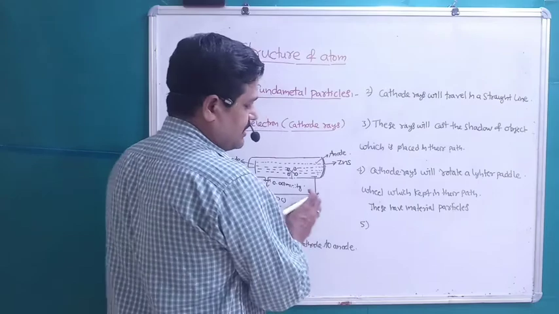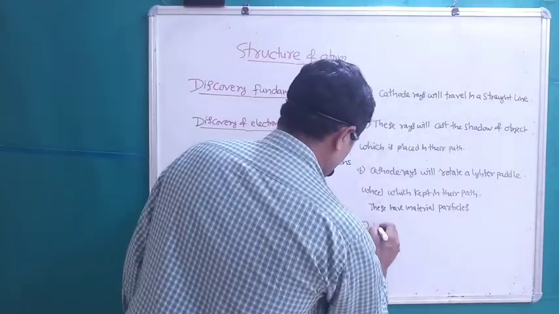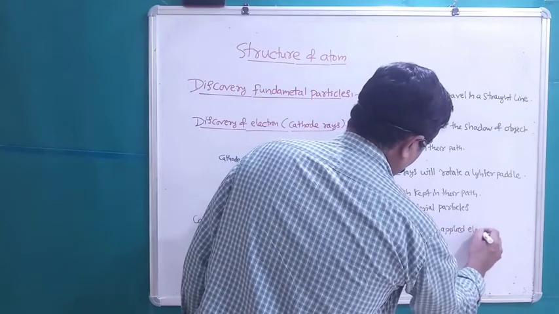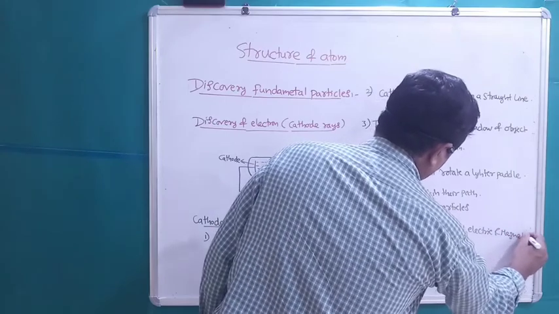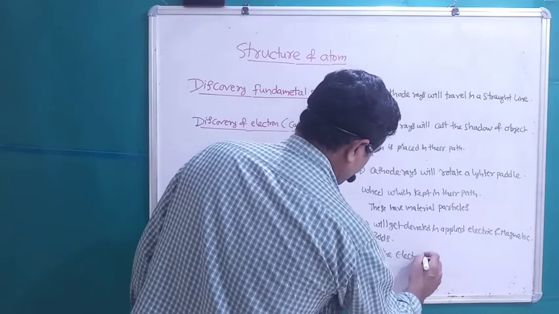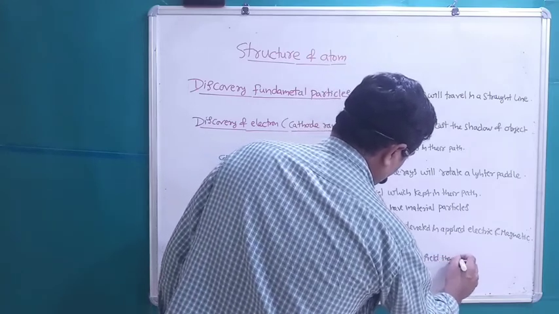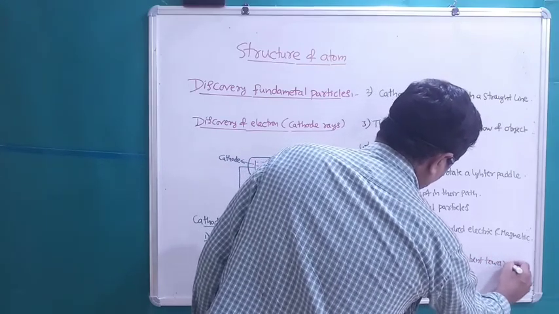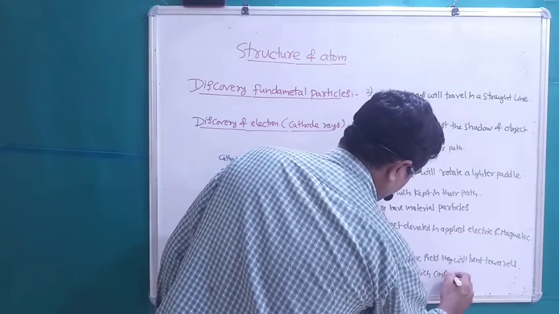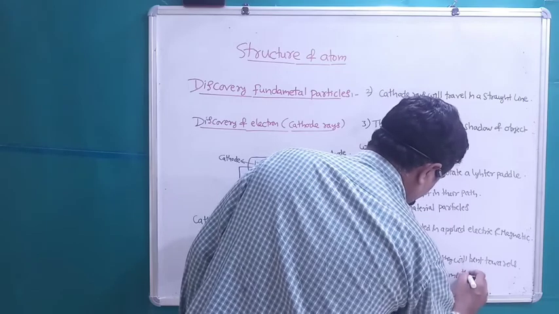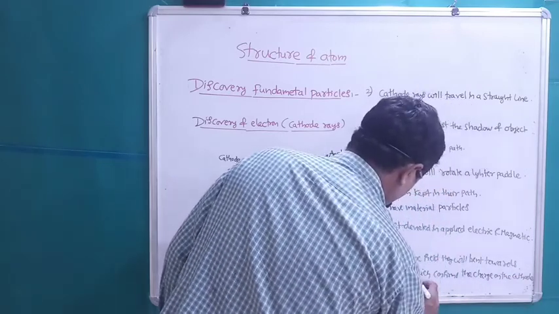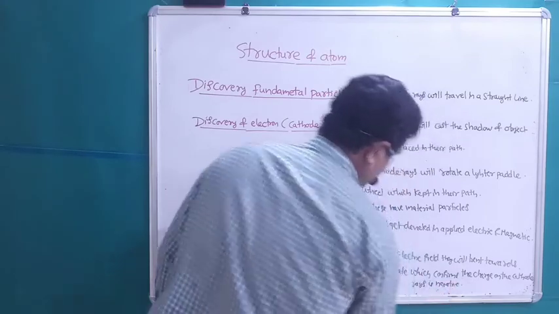And in applied magnetic as well as electric fields, they will get deviated. In the electric field, they will bend towards the positive plate, which confirms that the charge on the cathode rays is negative charge. Right?